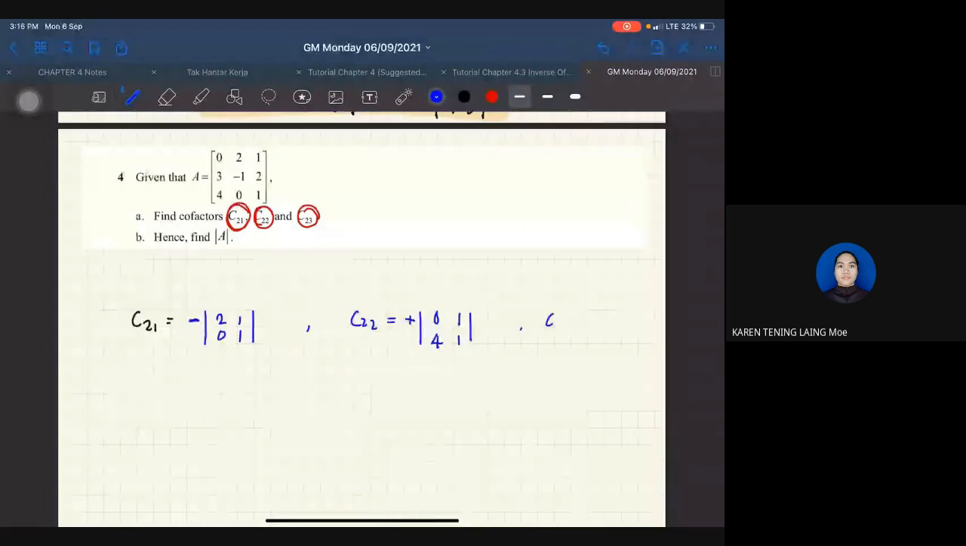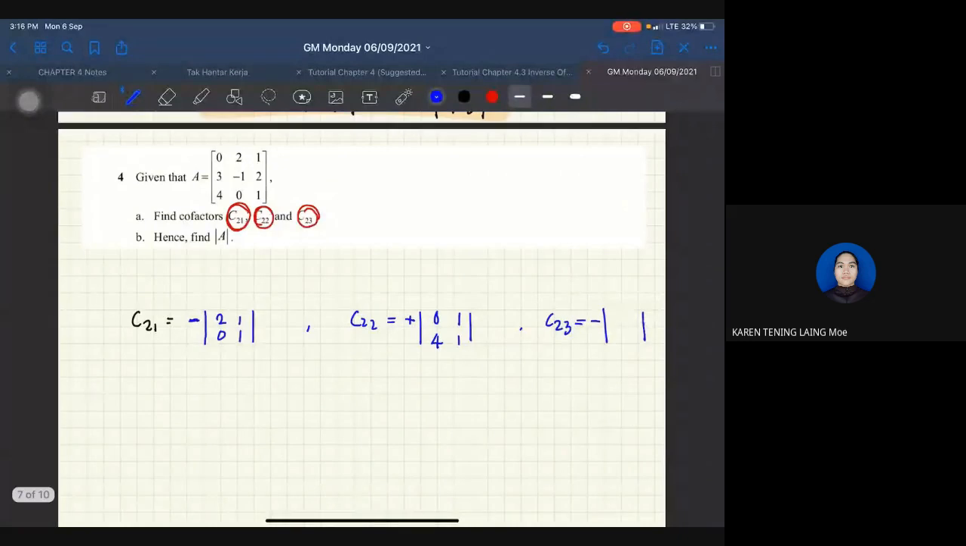Okay, and then lastly we have C23 is equal to negative and then determinant of, so kita akan ada dekat situ 0, 1, 3, 2. Sorry, it's supposed to be this one and this one. So 0, 2, 4, 0. So we have 0, 2, 4, 0 over here. Okay, so just kira je satu-satu.